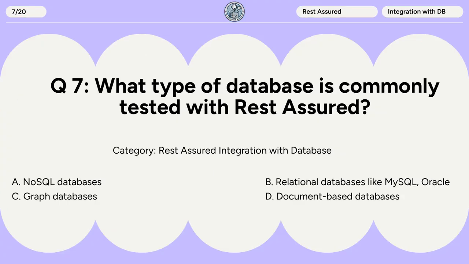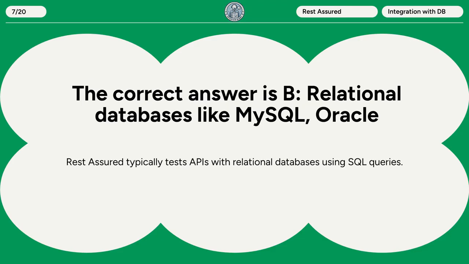Question 7. What type of database is commonly tested with REST Assured? A. NoSQL databases. B. Relational databases like MySQL, Oracle. C. Graph databases. D. Document-based databases. The correct answer is B. Relational databases like MySQL, Oracle. REST Assured typically tests APIs with relational databases using SQL queries.